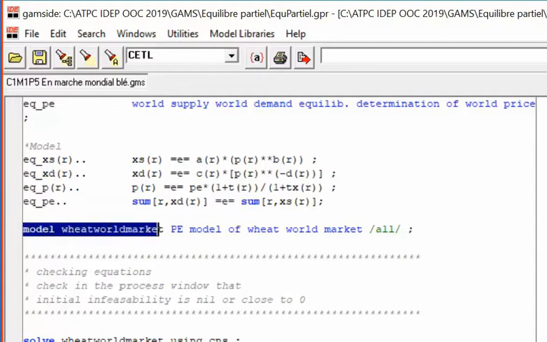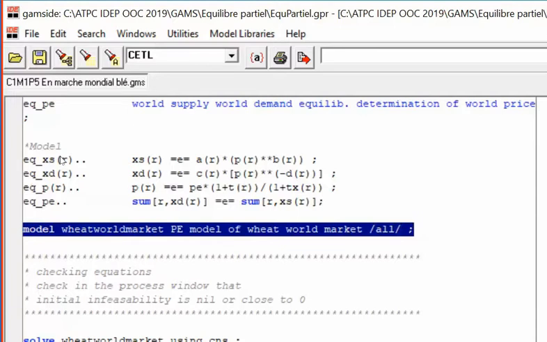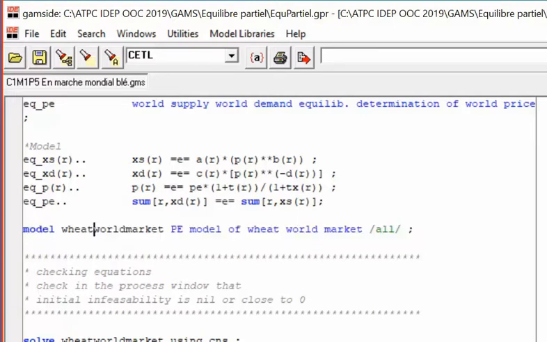I define the model by calling it wheat world market, and it consists of all equations which are within the GAMS file. So here you've got only 4 blocks of equations. Be careful, because there are only 4 blocks of equations, but the first 3 equations are defined on the set R. So it means that each of these blocks of equations is defined for 14 countries or regions. So you've got a model with 14 plus 14 plus 14 plus 1 equations, that is to say 43 equations.